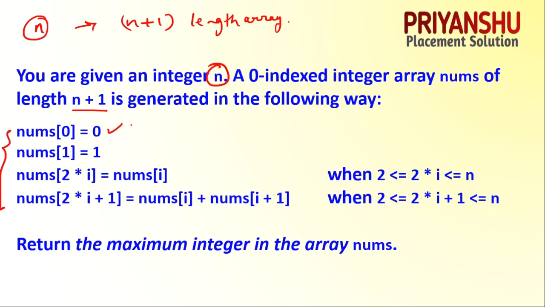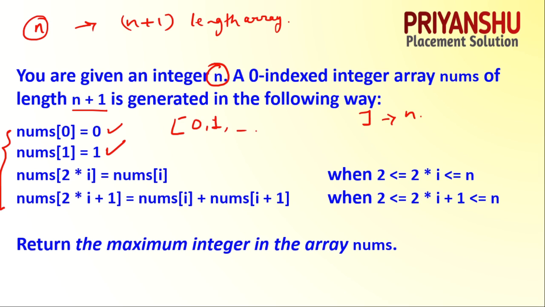I hope many of you have made the Fibonacci series using dynamic programming. How many of you have done the Fibonacci series using DP? A similar type of question is this. So let me show you. The next thing is nums of 1 we need to put 1. As an example, let us consider we have an array of some length n, and the first element every time is 0 and the next element is 1.